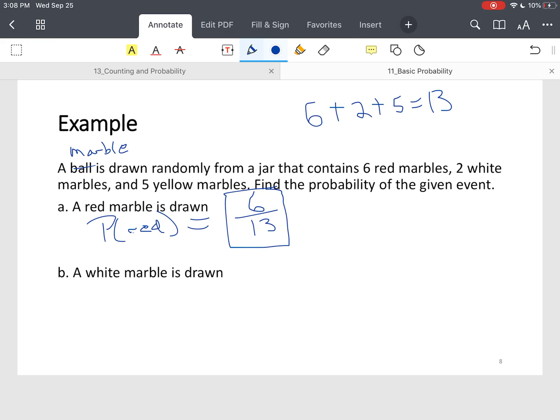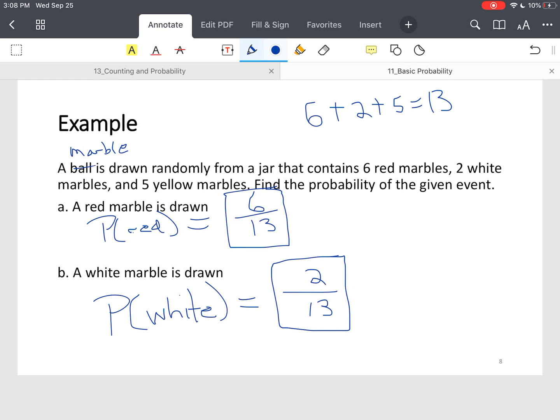All right, example B, in this case, we've got the probability of drawing a white marble from this jar. Again, we've got 13 potential outcomes. We have 2 white marbles. Both of those numbers are prime, so they can't be simplified. So 2 over 13. And again, if they want decimals, convert that fraction to a decimal. If they want a percent, convert the fraction to a percent.